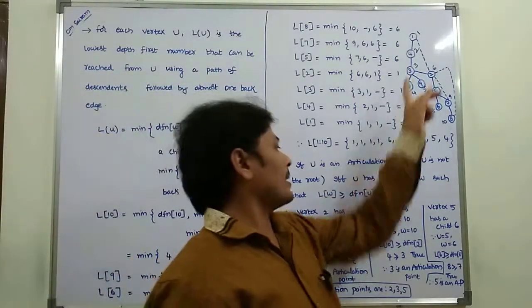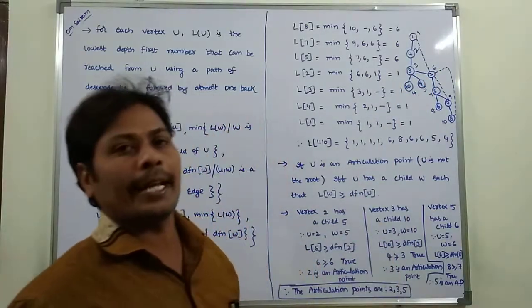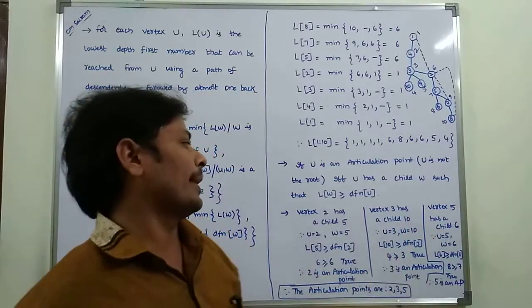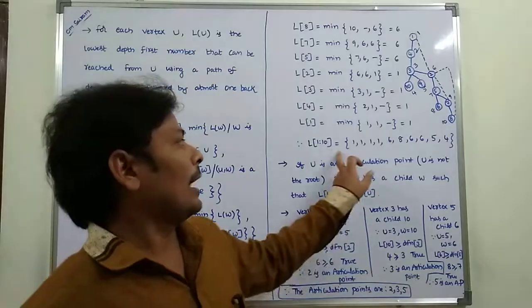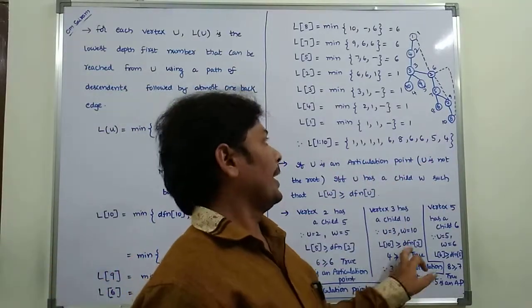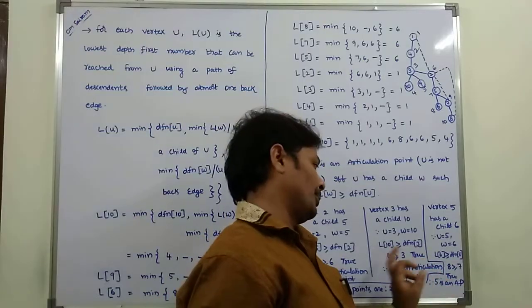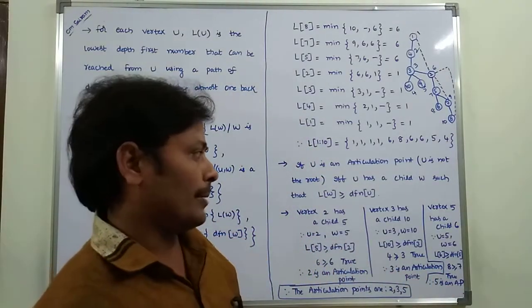Next, vertex 3 has a child 10. Now U is equal to 3, W is equal to 10. L of 10 greater than or equal to DFN of 3. L of 10 value is 4, DFN of 3 is 3. 4 greater than or equal to 3, true. Now we can say that 3 is an articulation point.